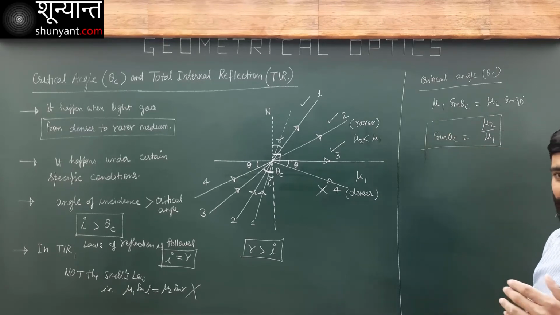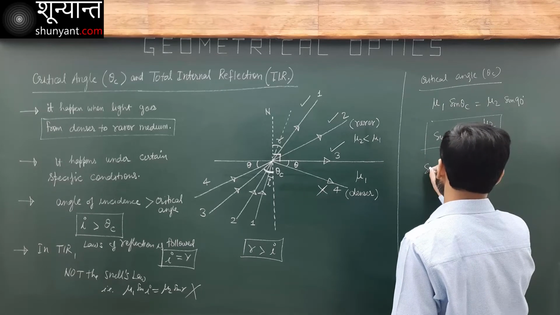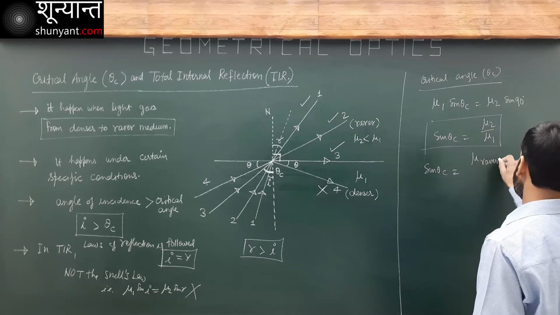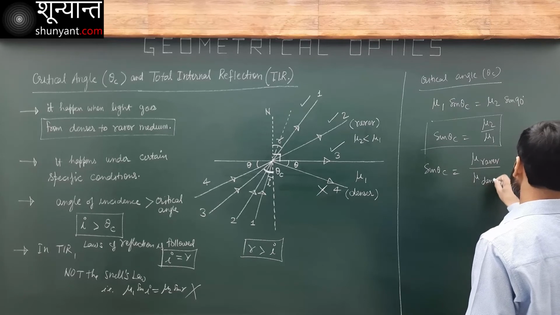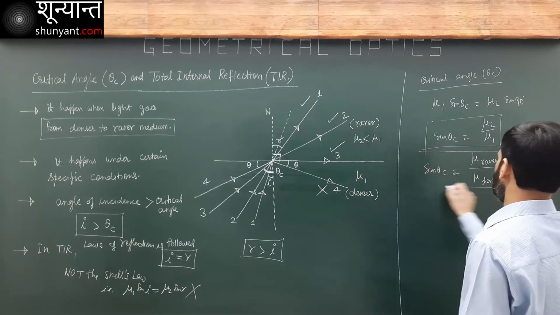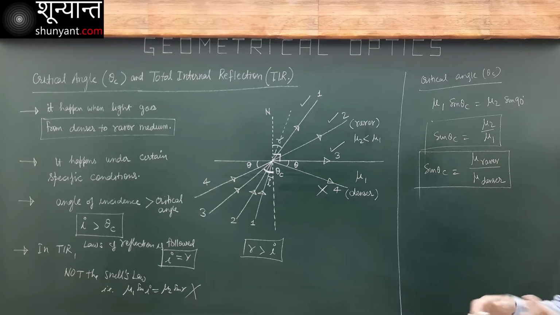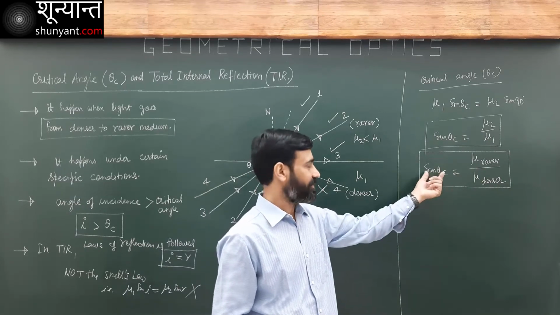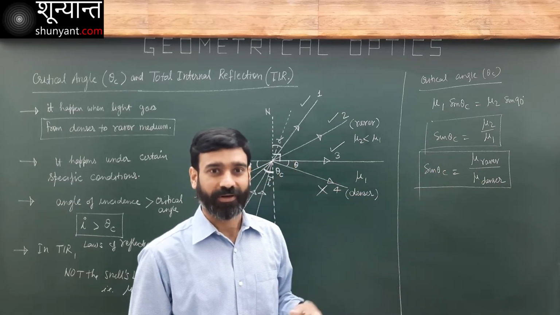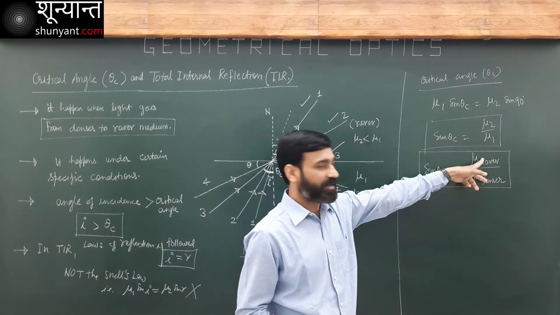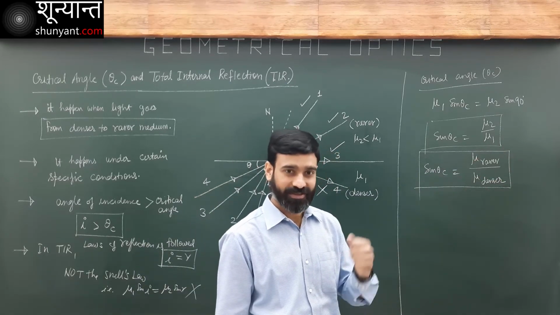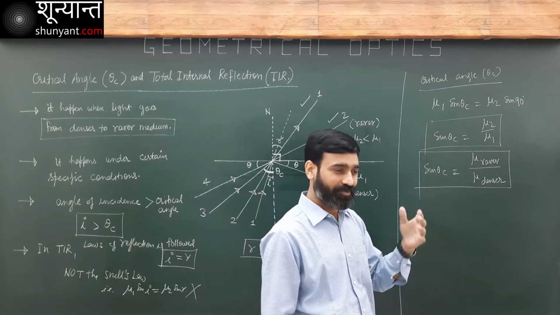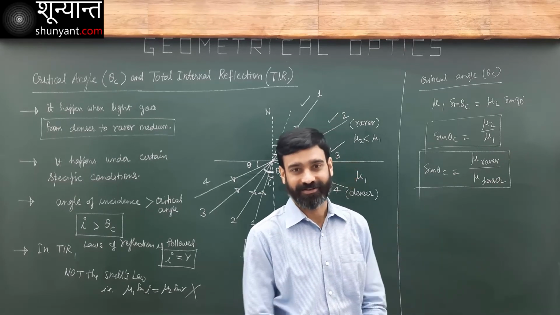And there is one very easy way to remember this. Sin theta c is mu of the rarer medium over mu of denser. And one very easy interesting property that you can relate this with: sin theta c is always going to be less than or equal to 1. That means this value here should be less than 1, and rarer by denser is always less than 1. That's how you can relate these two things and remember it easily.